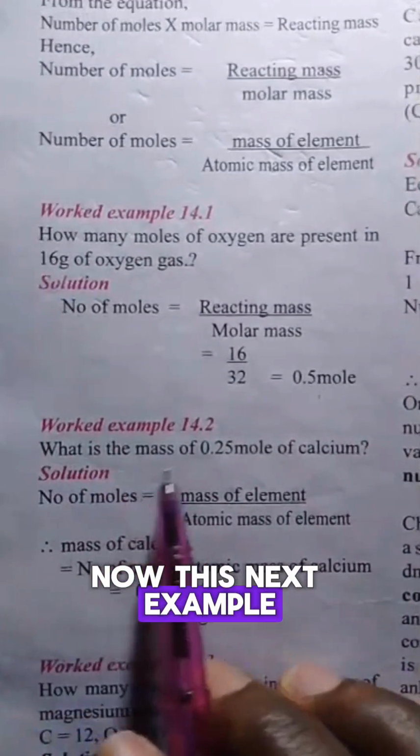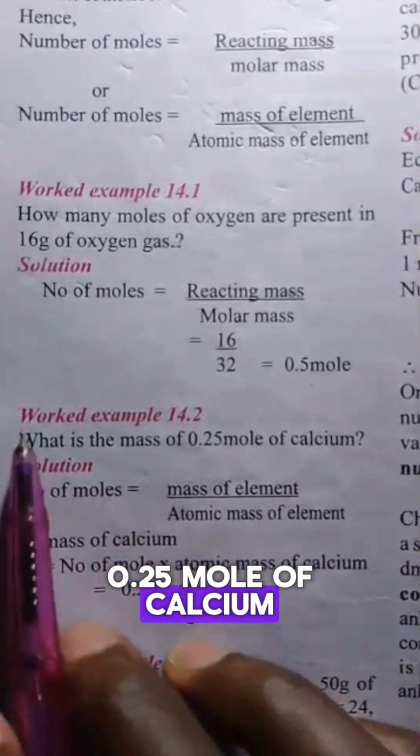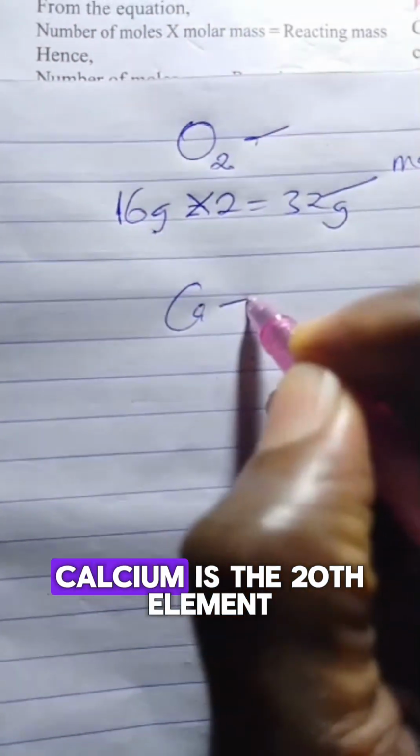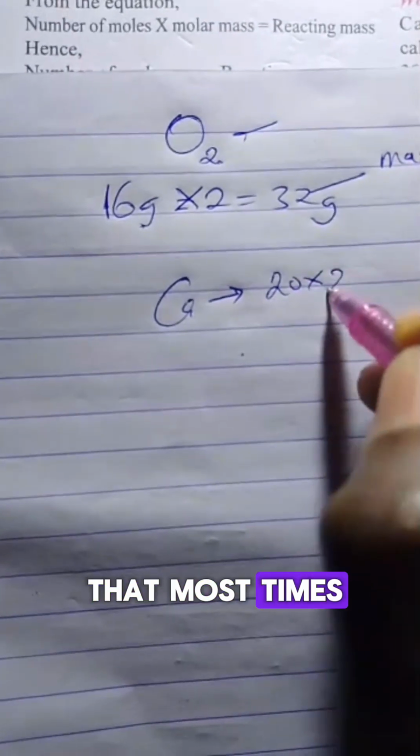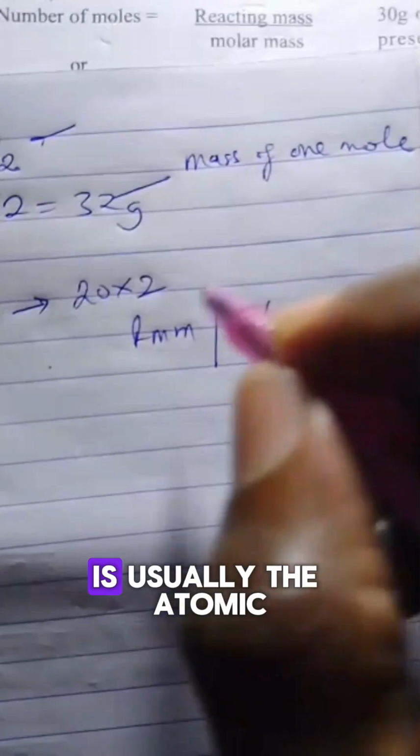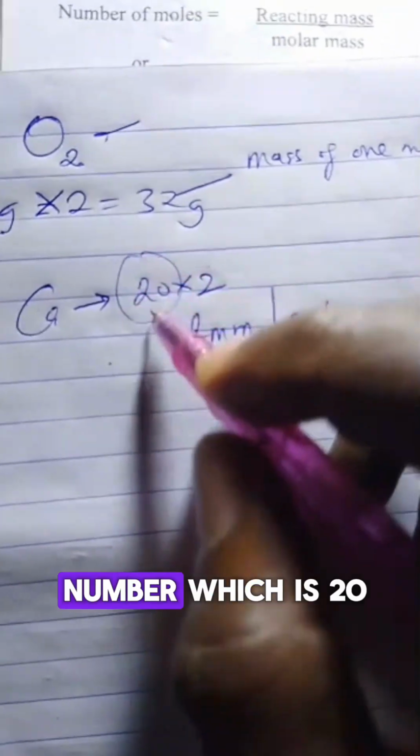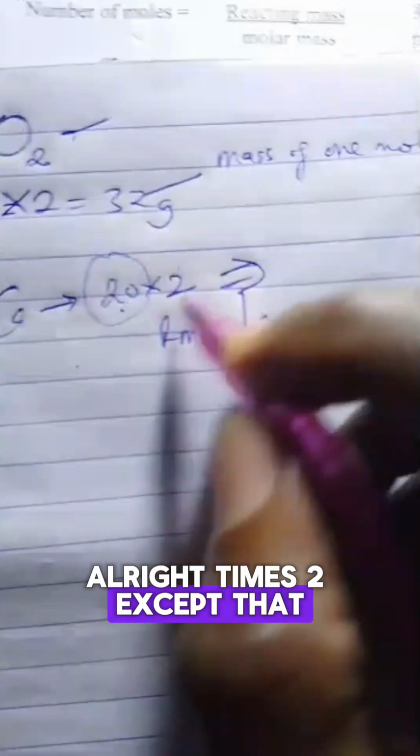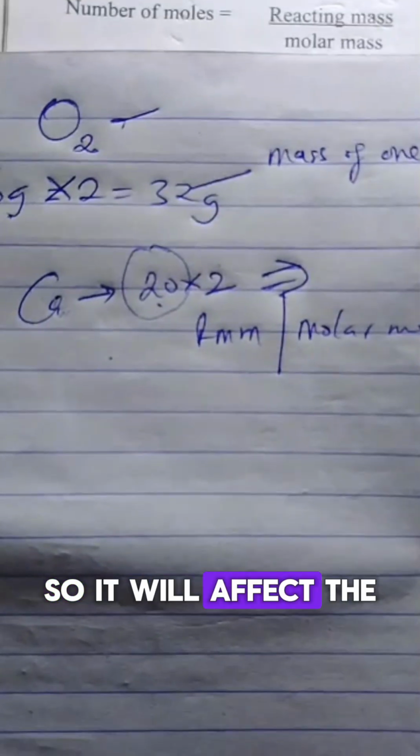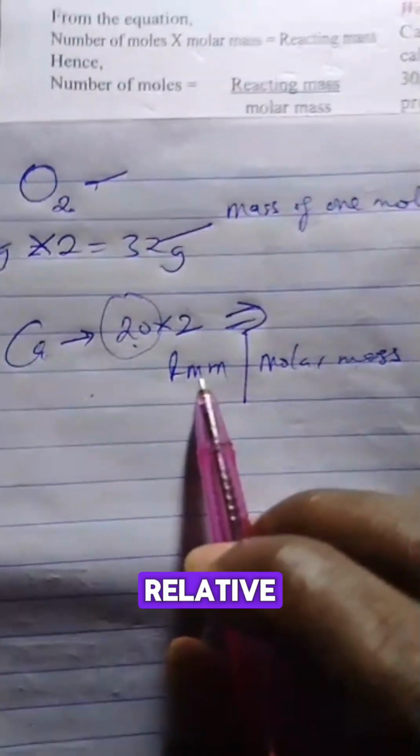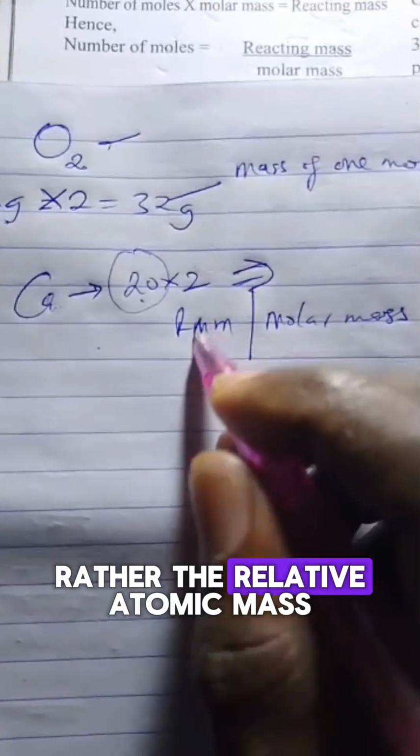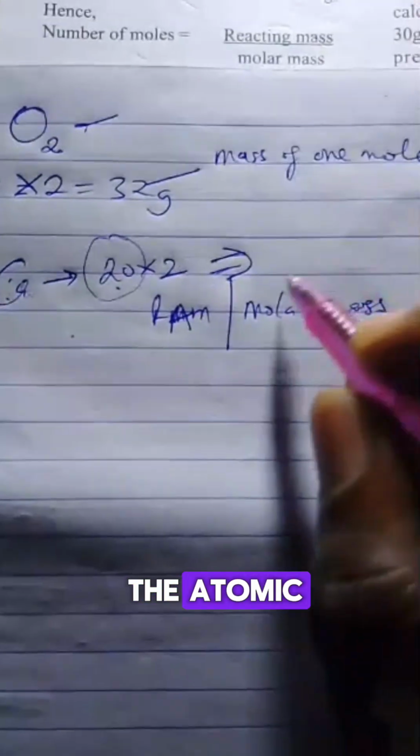So now, this next example: what's the mass of 0.25 mole of calcium? Now, we know that calcium is the 20th element, and I told you that most times the relative molecular mass or molar mass is usually the atomic number, which is 20, times 2, except that substance has a major isotope like chlorine, so it will affect the relative atomic mass, because calcium is not diatomic. So calcium is simply calcium.